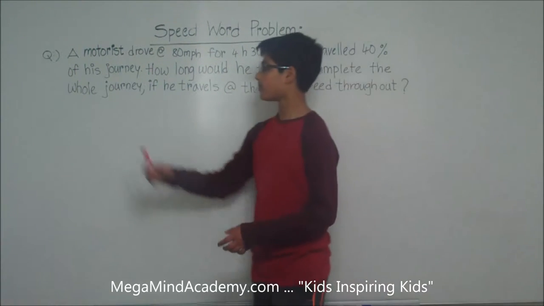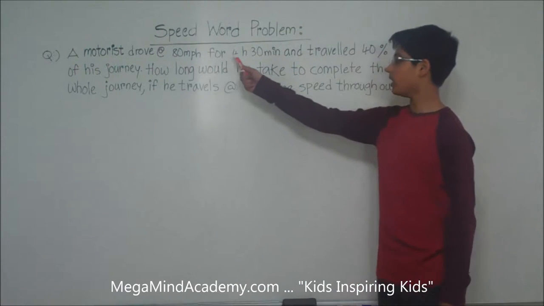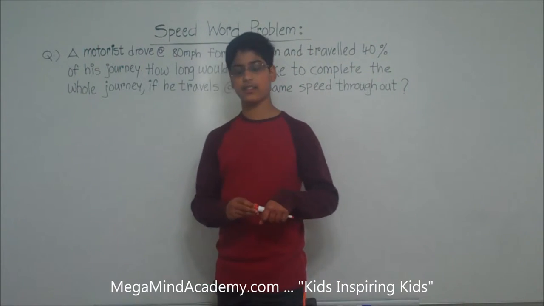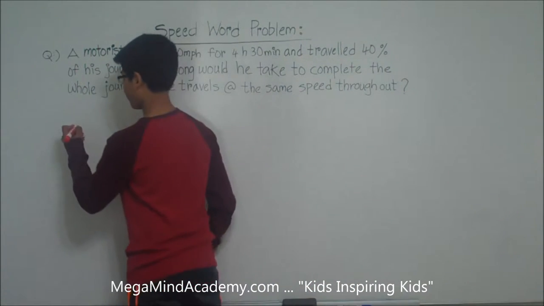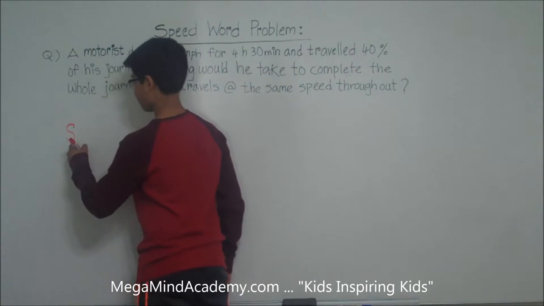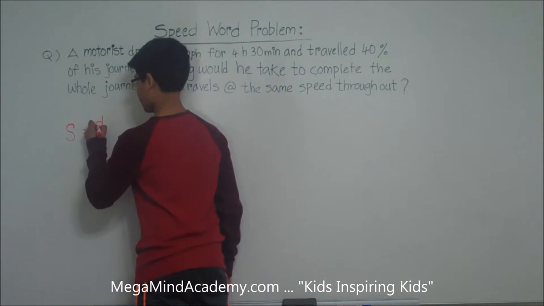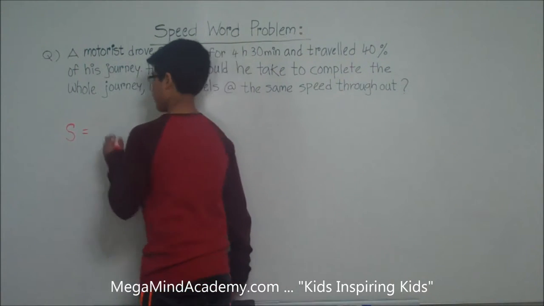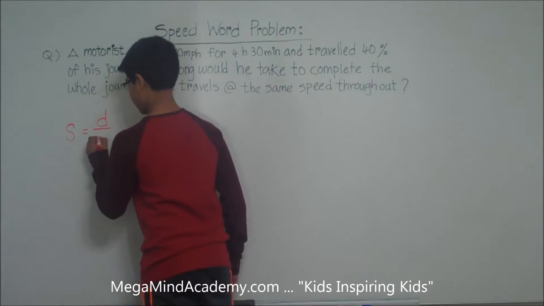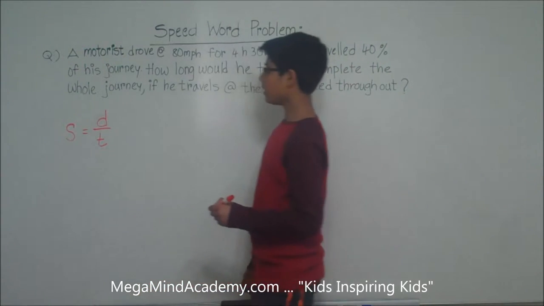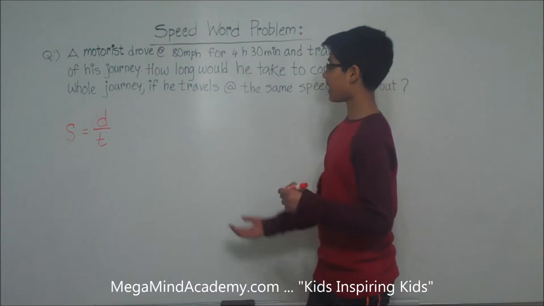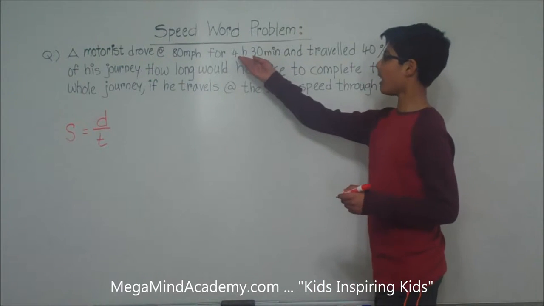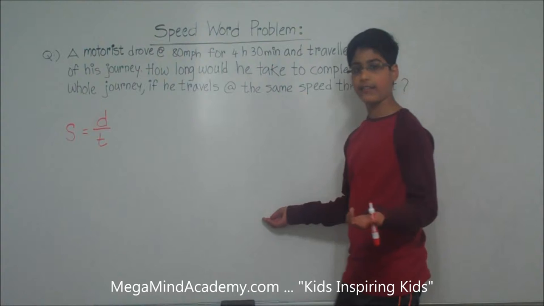Now it says in the problem that the motorist drove 80 miles per hour for 4 hours 30 minutes. And we know that speed is equal to distance over time. So let's write that down. The speed, S for speed, is equal to the distance over time. Now we know in this problem the speed and the time. The speed is 80 miles per hour and the time is 4 hours 30 minutes or 4.5 hours.